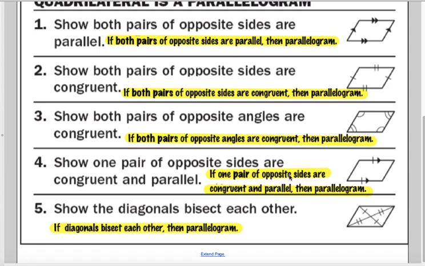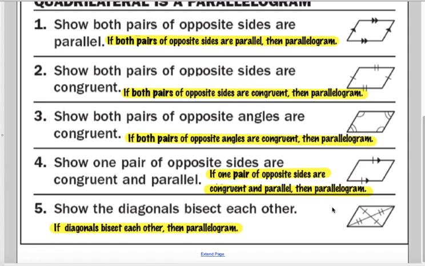If one pair of opposite sides are both congruent and parallel, as you can see the two different markings for congruent and parallel here, then you know it's for sure a parallelogram. And then the fifth way to show that you have a parallelogram is to show that the diagonals are bisecting each other. If you have any of these, you're able to say for sure that you have a parallelogram.